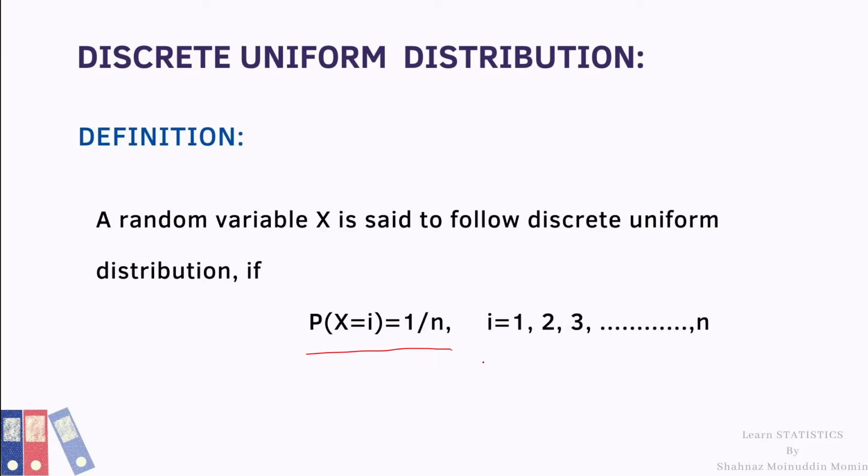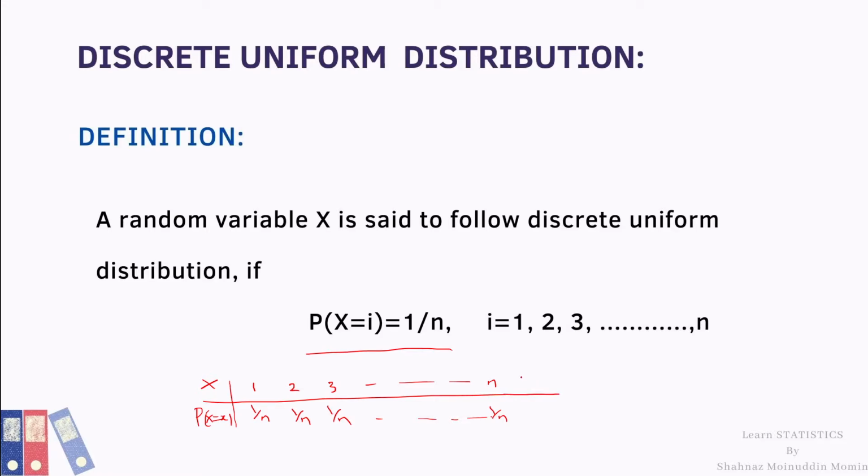If each value of a variable has the same probability, then the corresponding distribution is known as a discrete uniform distribution. If we write this discrete uniform distribution's PMF in tabular form, then we get X and probability of X. Here X takes values 1, 2, 3, up to n, with corresponding probabilities 1 upon n, 1 upon n, 1 by n. For X equal to n, it is 1 upon n.